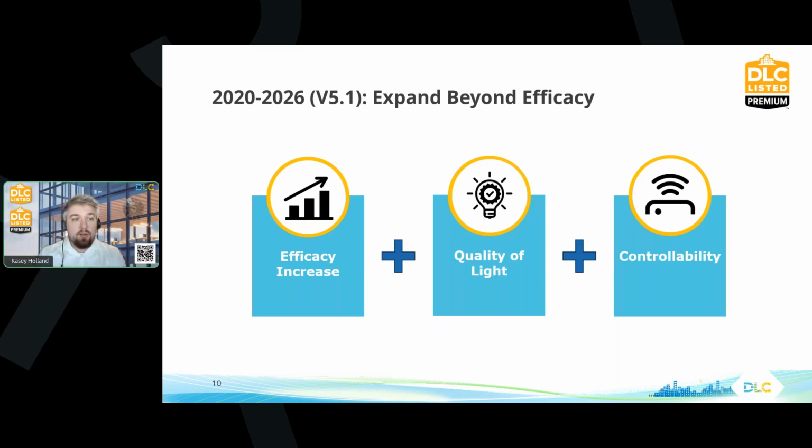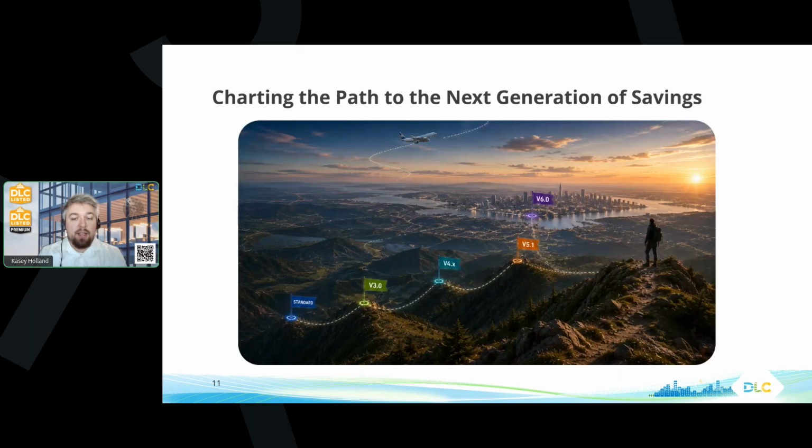And so through 2026, right, we had done a lot with efficacy. We started taking big steps in quality and controllability, and that really brought us to where we are today. And where we are today is somewhere in between the transition from version 5.1 to version 6.0, with our version 6 technical requirements being released last year and products beginning to be qualified to these technical requirements this year. We're making good progress. Today, there's over 45,000 products that are already qualified to version 6 and really help utilities answer the question that they have today, right?